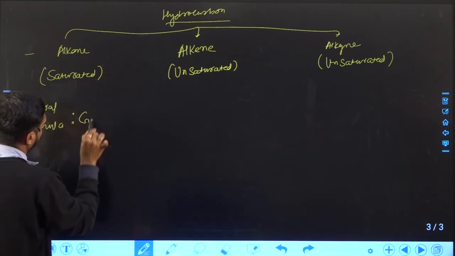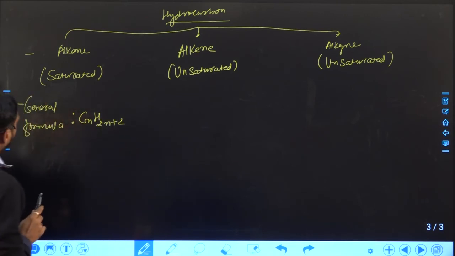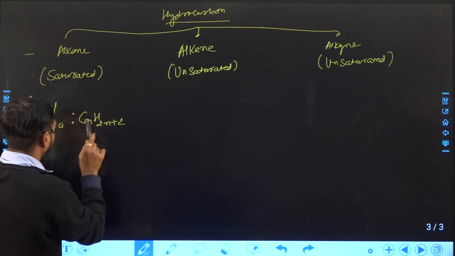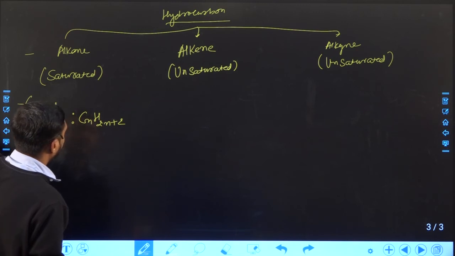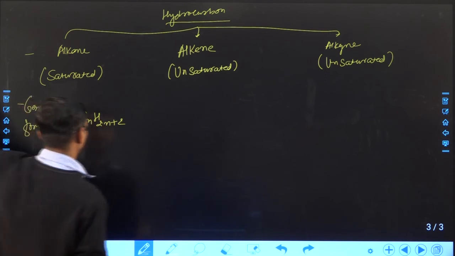that is CnH2n+2. That means the total number of carbon and the total number of hydrogen. If carbon is 6, then how many hydrogen are present? Almost double the hydrogen is present, and after doubling we add 2. So the total number of hydrogen present in alkane is CnH2n+2.